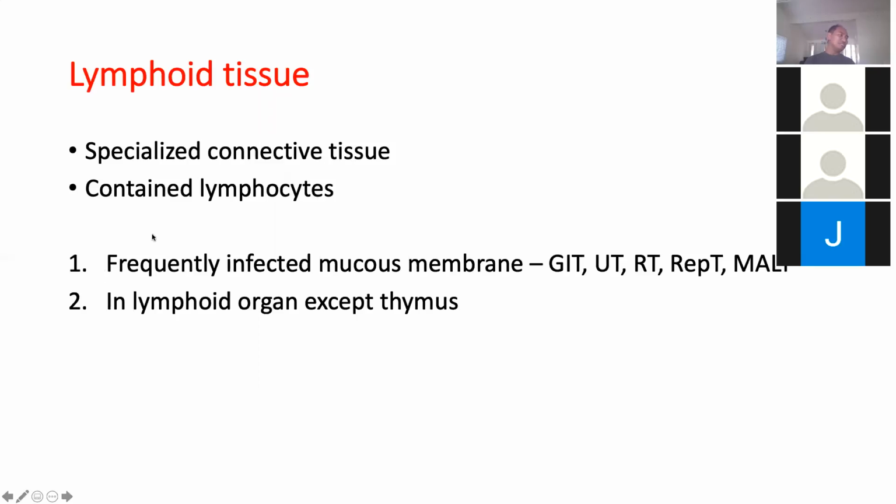Lymphoid tissue is a specialized connective tissue which contains lymphocytes. So any tissue that contains lymphocytes is lymphoid tissue. That's why the appendix became lymphoid tissue: the appendix has lymphocytes. So appendicectomy, removing the appendix, yes, there is some drawback, but when it is inflamed, just remove it.